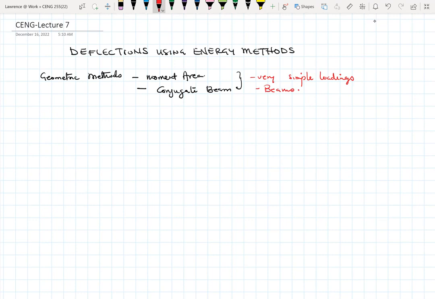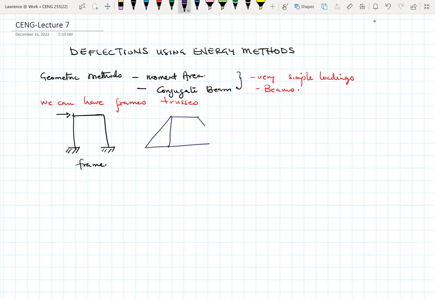But then we know that there are structures around us which are not simply beams, but we can also have frames. We can also have trusses. An example of a frame, maybe it has some loading on it. So this could be a frame. And then in your basic structures class, I'm pretty sure you learned about trusses. So again, an example of a truss. So this could be a truss.